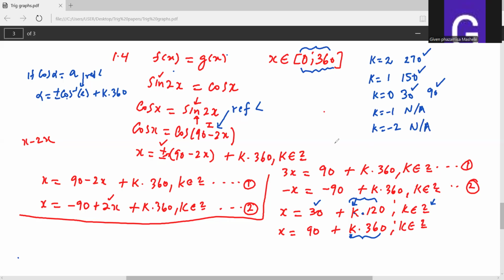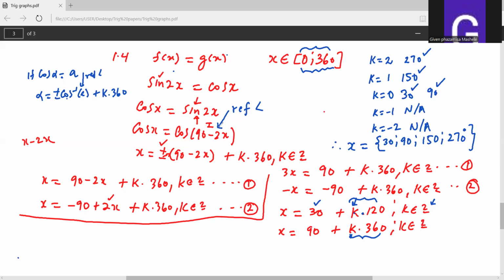So what are the correct values of x? The correct values of x is a set. We write it as a set: 30, followed by 90, followed by 150, and followed by 270 degrees. And guys, what does this mean? It means that when we sketch the graphs of f and g, they will intersect at 30 degrees, at 90 degrees, at 150, and lastly at 270 degrees. That is the point of intersection of those graphs.